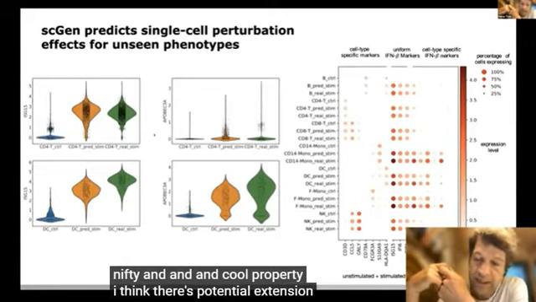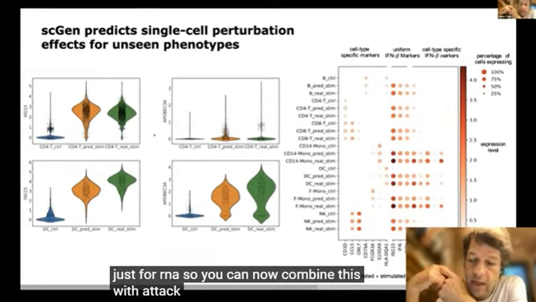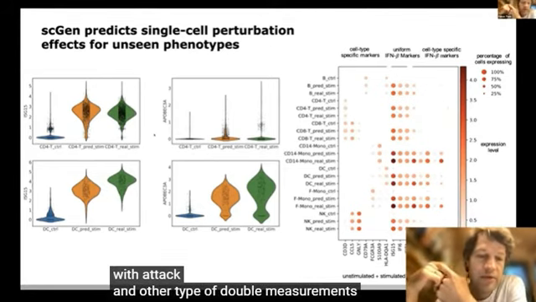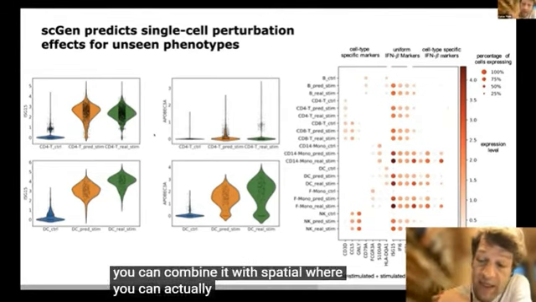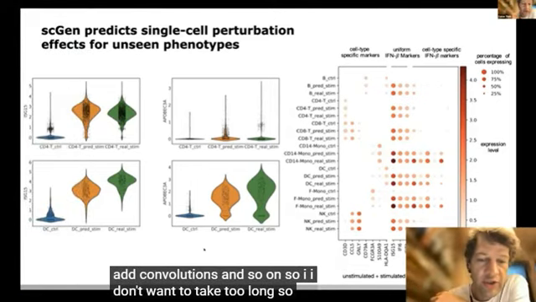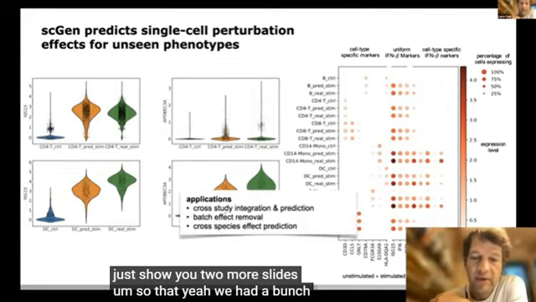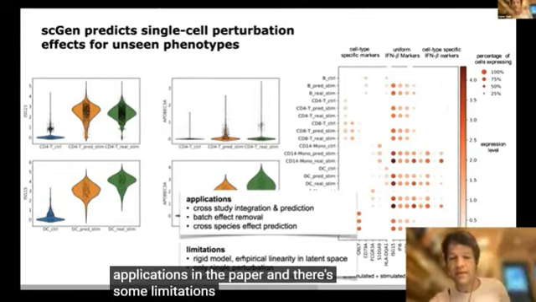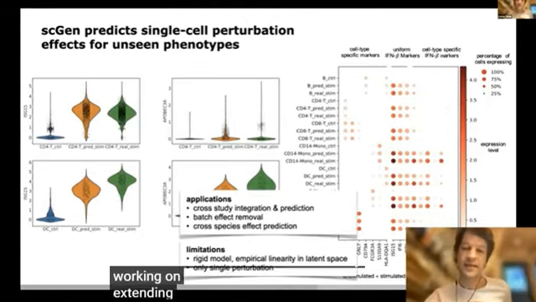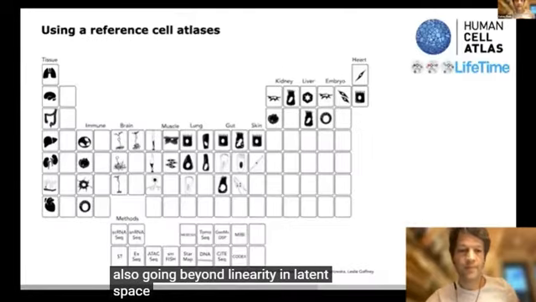I think there's potential extension, because you just saw this was just for RNA, so you can now combine this with ATAC and other types of double measurements. You can combine it with spatial, where you can actually then add convolutions and so on. So I don't want to take too long, so let me just show you two more slides. So there we had a bunch of applications in the paper, and there are some limitations. So we've been currently working on extending towards multiple perturbations, also going beyond linearity in latent space.